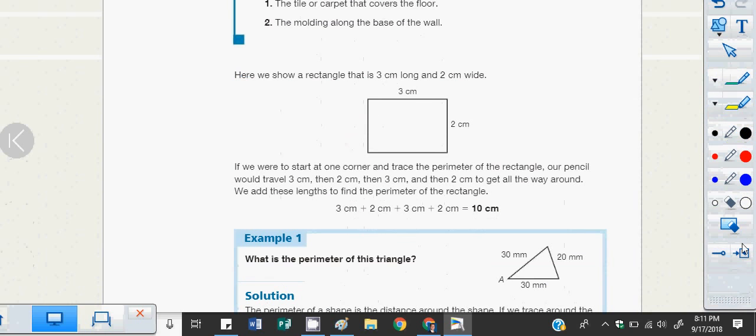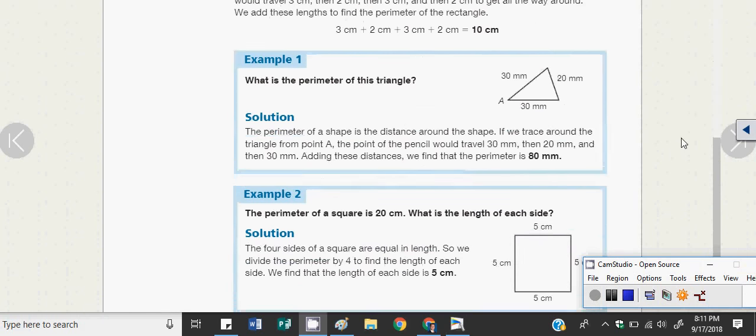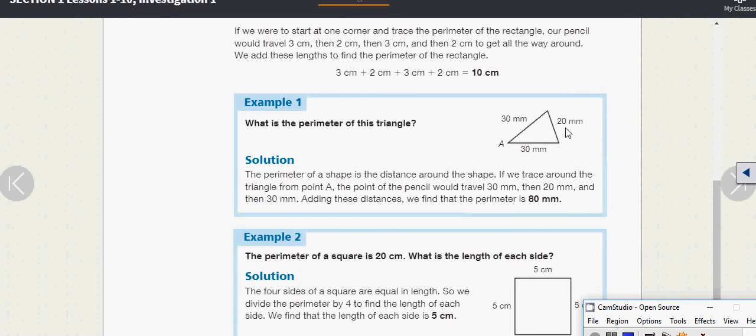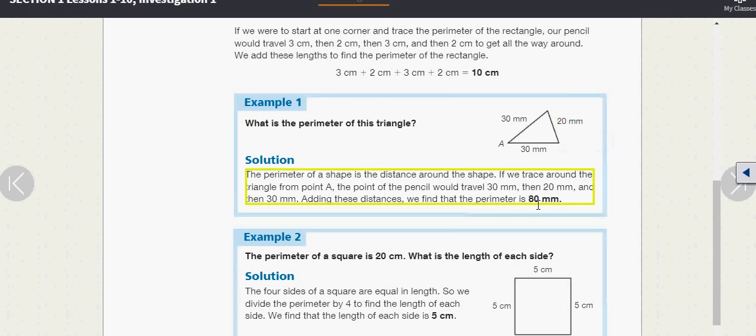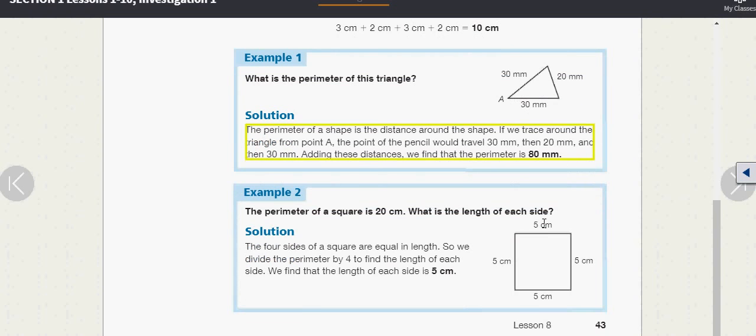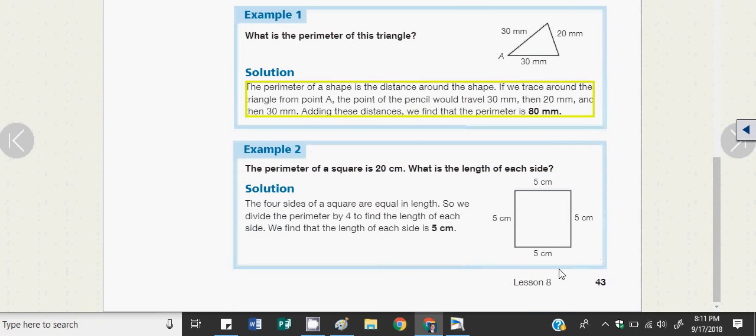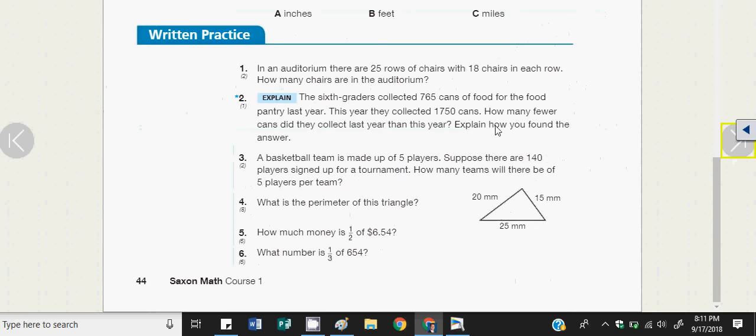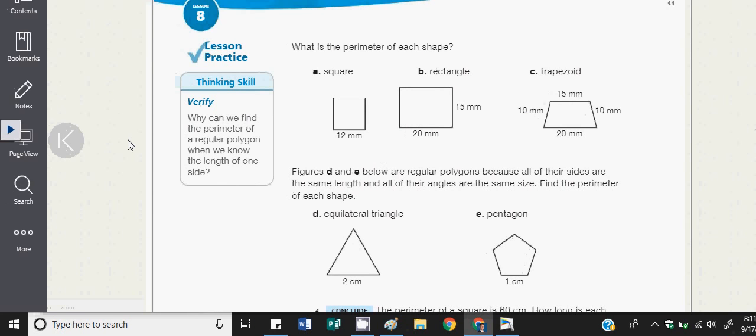How about triangles? We haven't done any triangles yet. Well, there's really no difference in formulas. You just add up your sides, 30 plus 30 plus 20, making sure that we stay consistent with our measure, millimeters. That's 80 millimeters, or 8 centimeters. This one's all centimeters, so we just follow 5 plus 5 plus 5 plus 5, or just 4 times 5, because we see it's a square. 4 times the side is a square's perimeter.